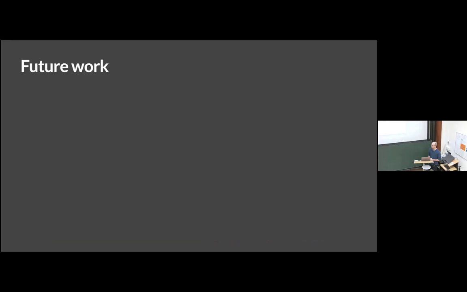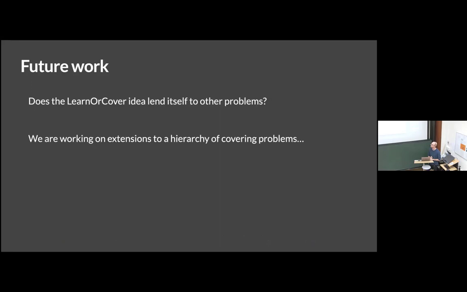Okay, so there's lots of future work that we're interested in. We think we've discovered a cool new tool, and we want to find out if it lends itself to other problems. As I said, there's this hierarchy of covering problems you can think about, and we're actively working on these extensions. Can you go beyond covering programs? Can you do something better for random order network design questions, for various matching questions? You can kind of go to town.